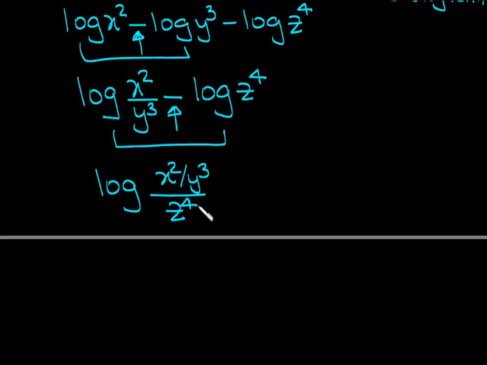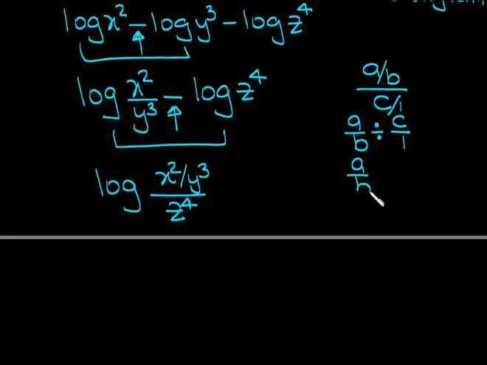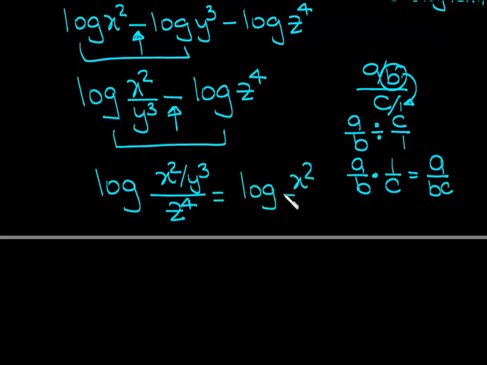Now I can clean this up a little bit. If you remember, if you have a over b divided by c, what is that? That is the same thing as a over b, using the division symbol, c over 1, because this is over 1. You can always change the division to multiplication. If I do that, we flip the second fraction. So we end up with what? A over bc. So basically this denominator becomes the denominator of the big fraction. So this y will come down, so I can write it as log of x squared over z to the 4th y cubed. So we wrote it as a single log term.